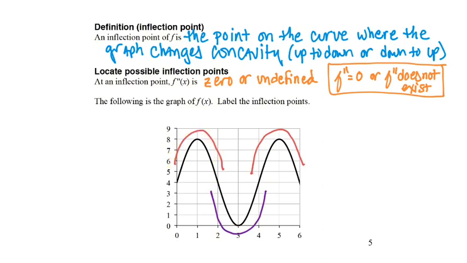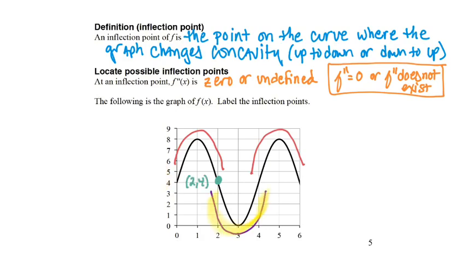Since an inflection point is where I change concavity, that means that over here, I've got a point where I stop being concave down, and now I become concave up. And according to this graph, it kind of looks like I'm at the point (2, 4). So let's go ahead and label that.